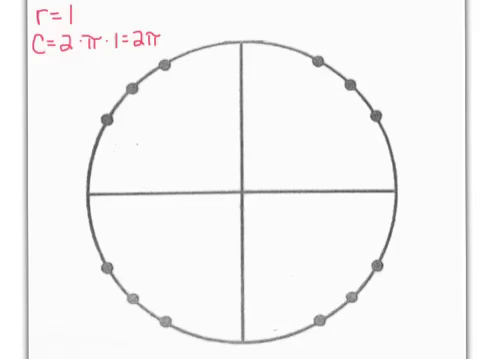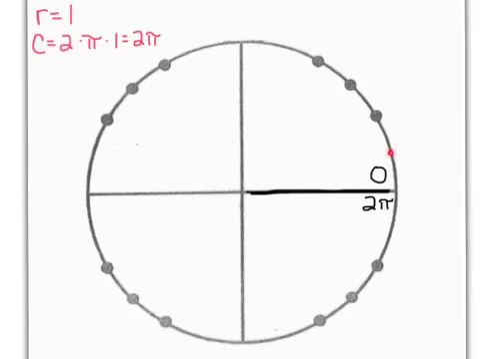So now we're still going to call this sort of our home base. This is going to be 0 radians. Okay? And if I were to walk around the entire outside of the circle, that would be a length of 2 pi because we just found that the circumference was 2 pi. So instead of calling this 360, now I'm going to call it 2 pi.